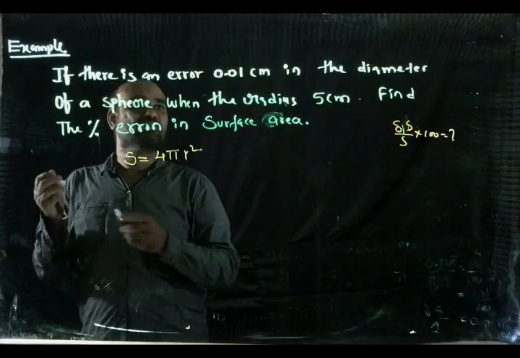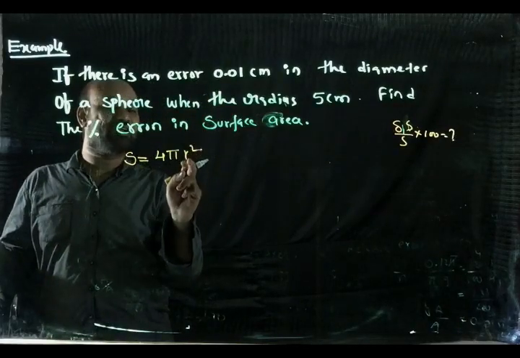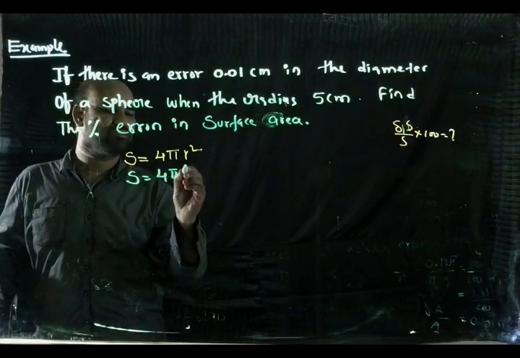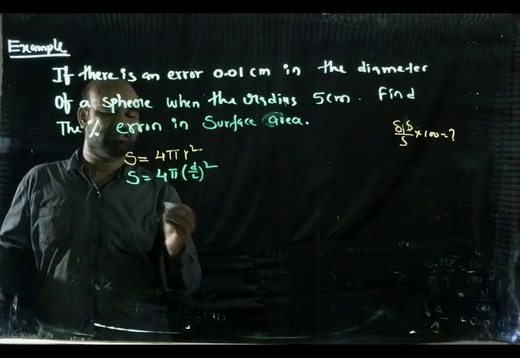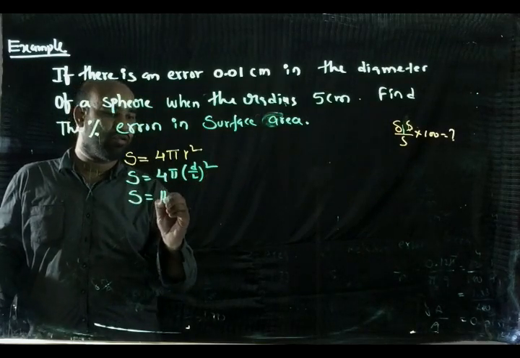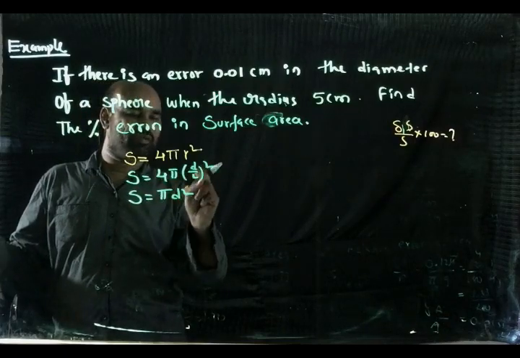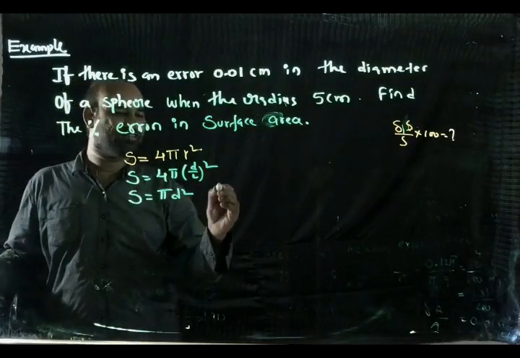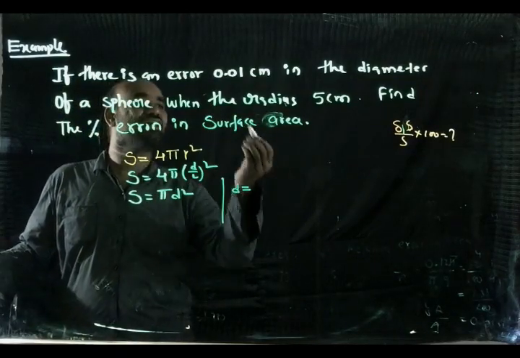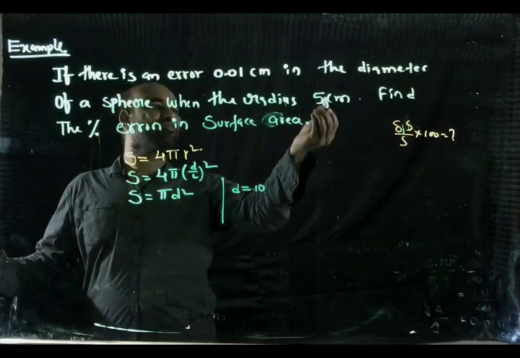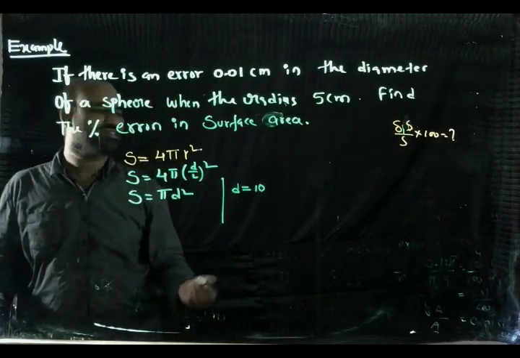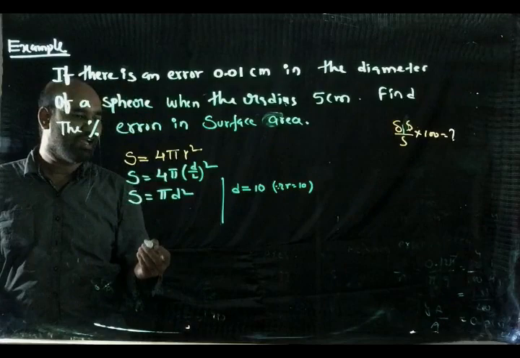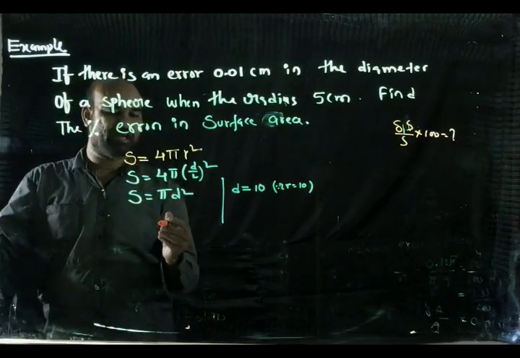Okay, so error in diameter is given. Now I want to convert r in terms of d. S equal to 4 pi into d by 2 square. So S equal to pi d square, because the 4 in 4 pi d square by 4 gets cancelled. So S equal pi d square. What is d? It is given here as 10, because radius is 5 means diameter should be 2 times of radius, that is equal to 2 times r equal to 10. Okay, S equal pi d square.